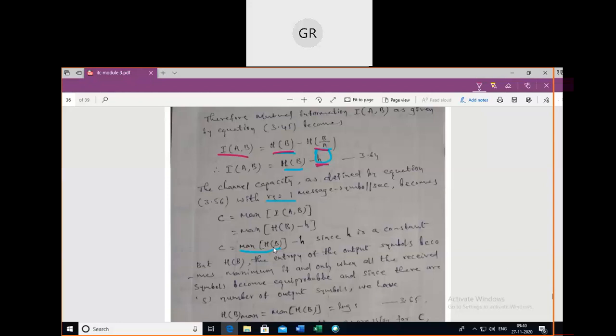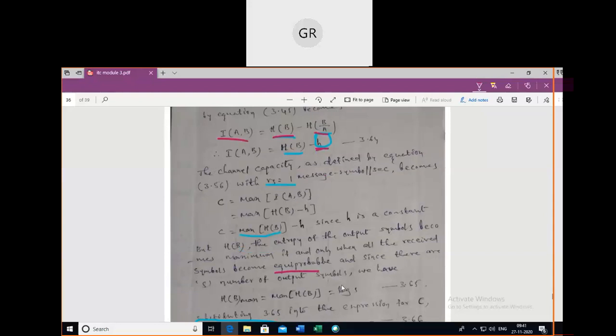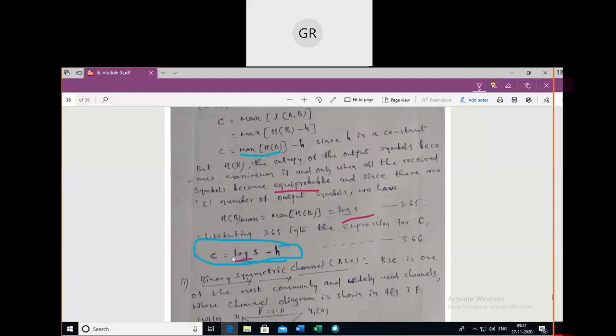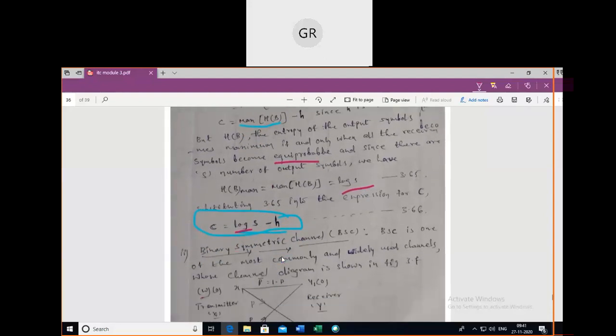If the received symbols become equiprobable, where B stands for the output symbol and A is the input symbol, that is, whatever symbols are received at the output side, at the receiver, consist of equal probability, then the maximum of H of B is equal to log of S. Therefore, C is equal to log of S minus H.